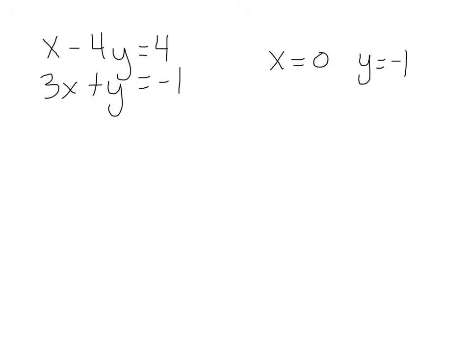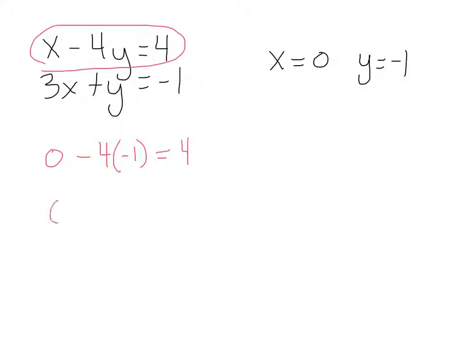So now what we want to do is plug 0 and negative 1 into both equations and make sure we're right. So we're going to use this top equation as a red equation, and we're going to say x, so that's 0, minus 4 times whatever we thought y was, which is negative 1, must equal 4. Well, so I've got 0. Now negative 4 times negative 1 is positive 4 equals 4. And so does 4 equal 4? Perfect.